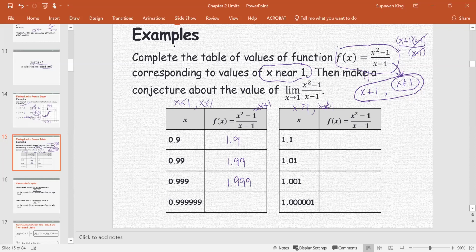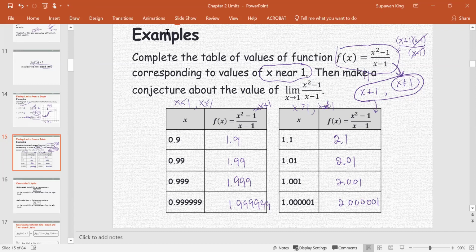1.9999. Okay, I have six of them, and similar for 1.1. As long as these numbers are not equal to 1, you can always use x plus 1 to represent this function. So 1.1 plus 1 is going to be 2.1, 2.01, 2.001, and so on. Okay, now we complete the table.